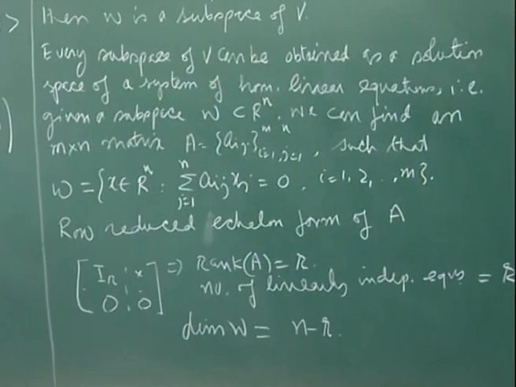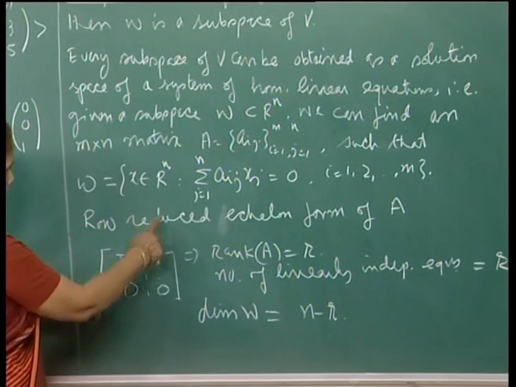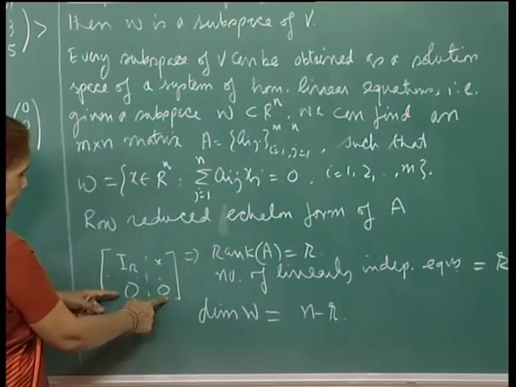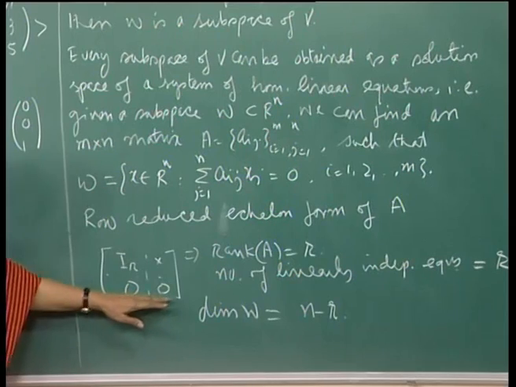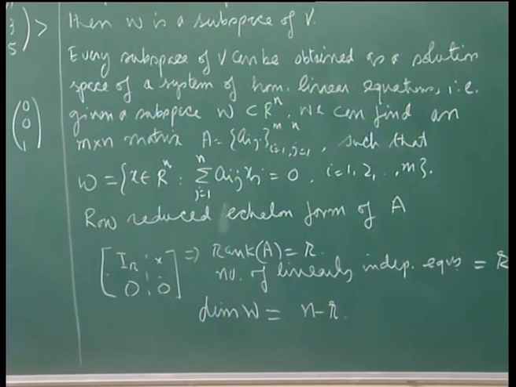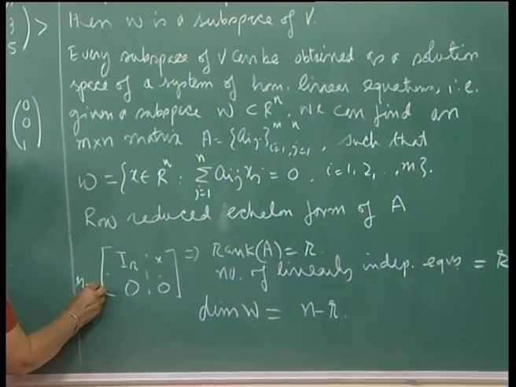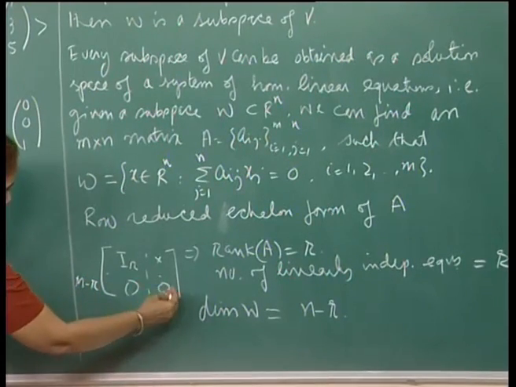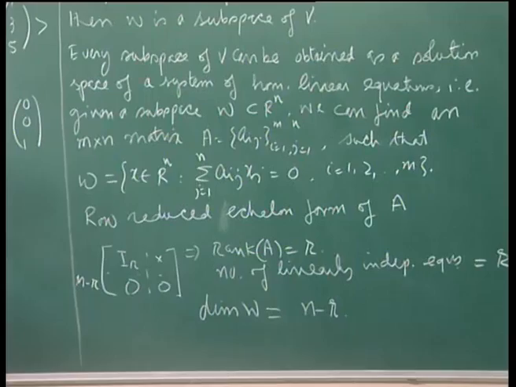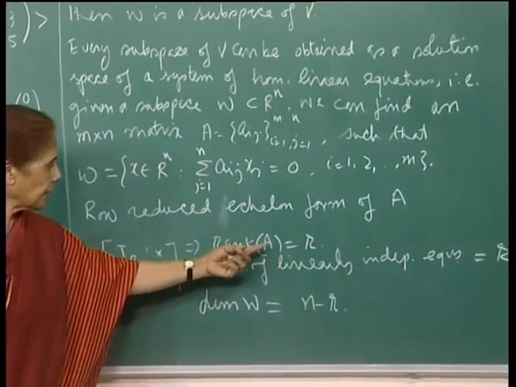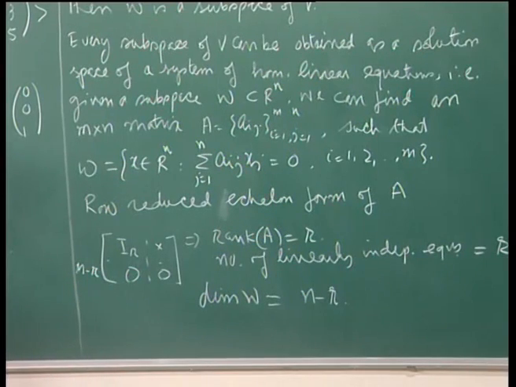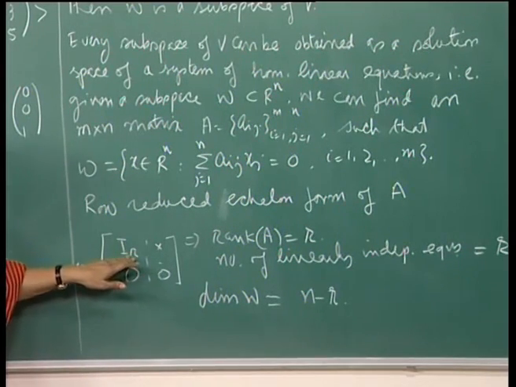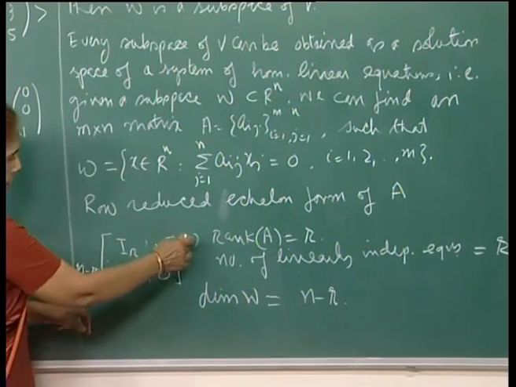This you also know from your elementary linear algebra, and so here you will be able to reduce the matrix A to this form, where this is an r by r unit matrix, and these m minus r rows are all zeros, and you have some non-zero entries here. So, immediately you can say that the rank of the matrix is r. That means the number of linearly independent equations is r. And then we know that because you have this identity matrix here, you will have x1, x2, xn.